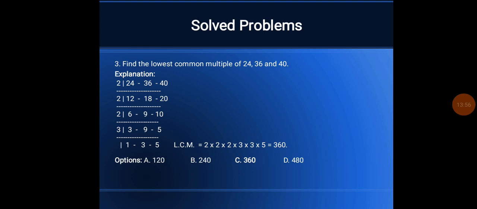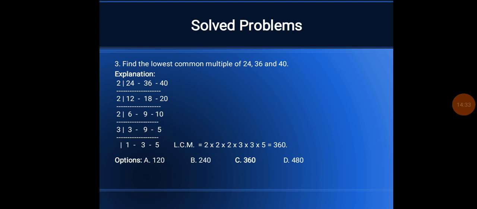First we divide these numbers by 2, we get 12, 18, 20. Next we divide these numbers by 2, we get 6, 9, 10. Again we divide by 2: 6 divided by 2 is 3, 9 does not divide by 2, so we get 9 only, and 10 divided by 2 is 5. Next divide these numbers by 3: 3 divided by 3 is 1, 9 divided by 3 is 3, 5 does not divide by 3, so we get 5.